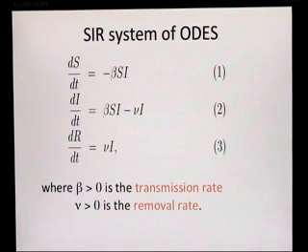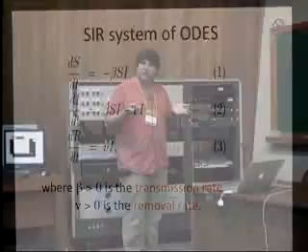So this is the system of ODEs. It's a system of 3 ODEs. You'll notice that it's nonlinear, but it's quadratic, so it's a polynomial system. I'll tell you now there's no closed form solution. You can't just write down the solution.